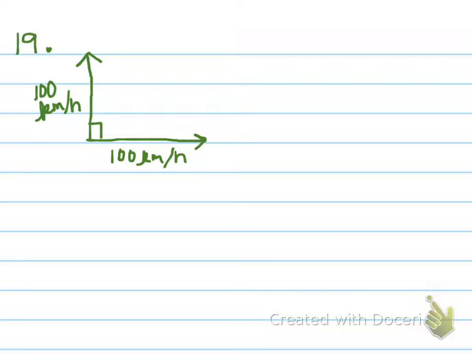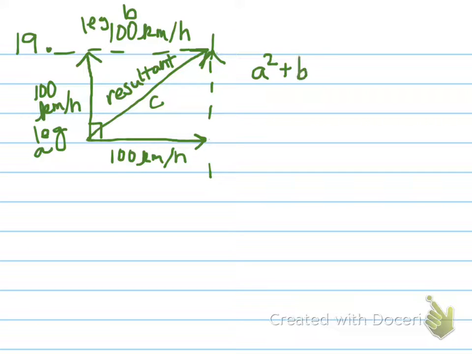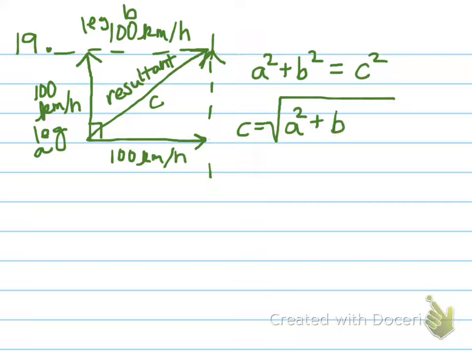And we can create that figure to find that resultant. This is 100. This is 100. This is a leg, so it's like an A. This is a leg, this is a B, and this is my C. So the Pythagorean theorem says A squared plus B squared, the length of each leg, equals the length of the hypotenuse squared. So if I want my resultant, I'm going to take the square root of the legs squared.